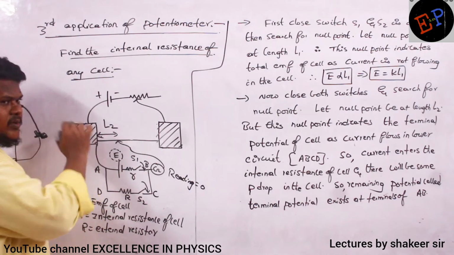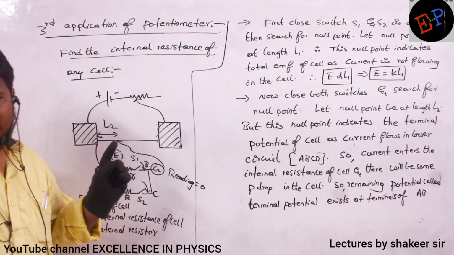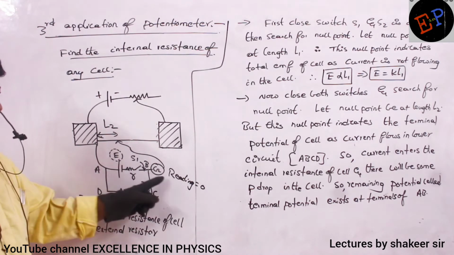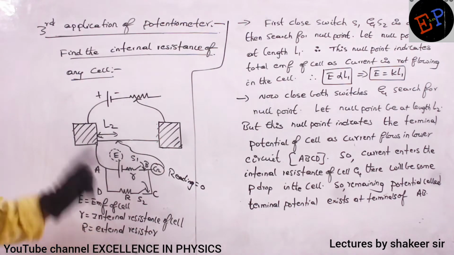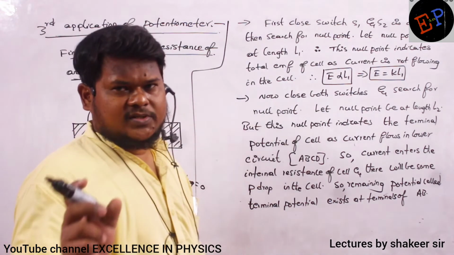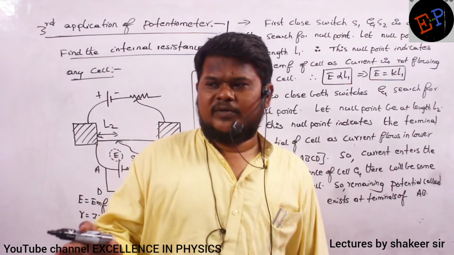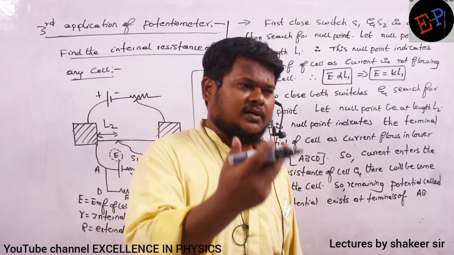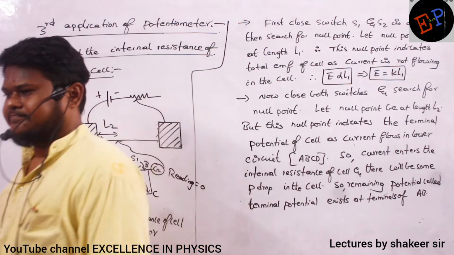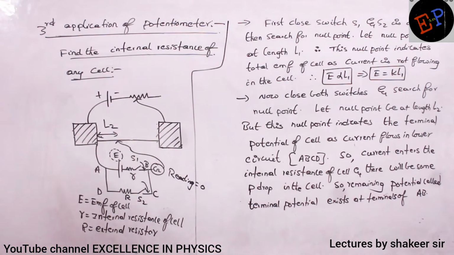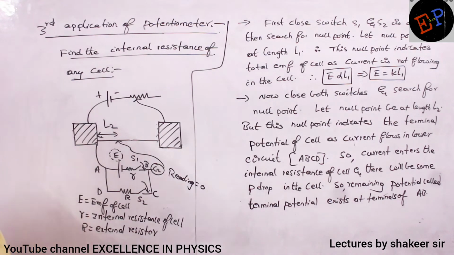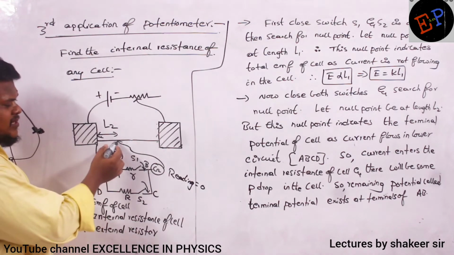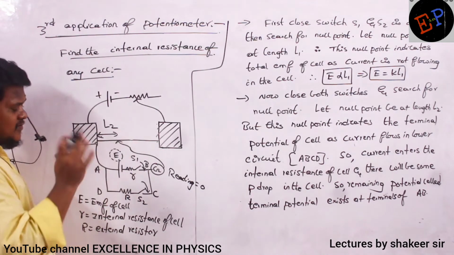Now what does this L2 represent? Again the reading is 0. When I close switches S1 and S2, I got the null point at L2. Now L2 represents what? Will it represent the EMF of the cell, or the terminal potential of the cell? Terminal potential. How can you say? Anybody? My L2 definitely represents the terminal potential of the cell, but how can you say?